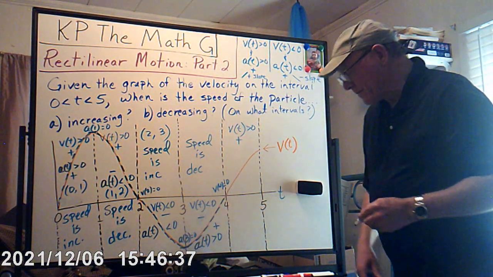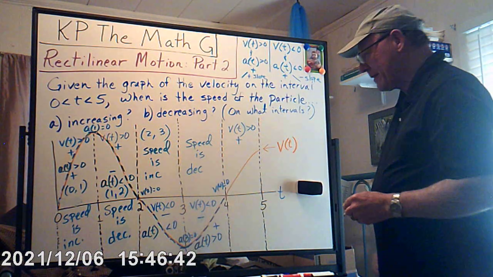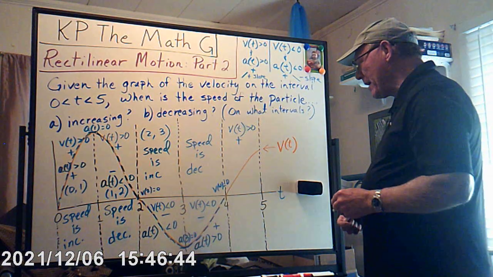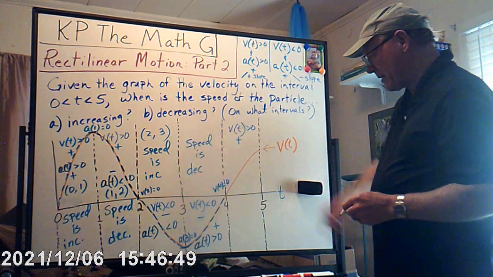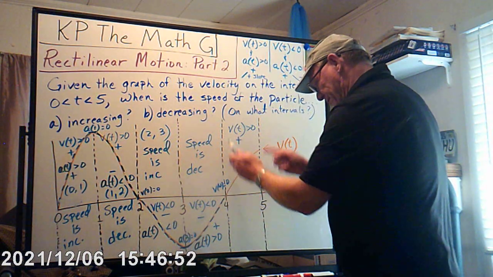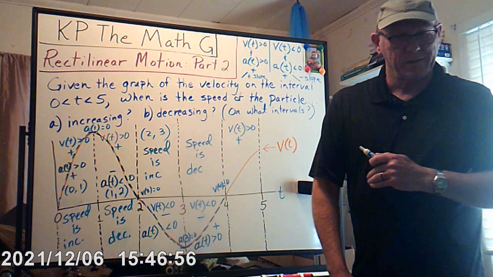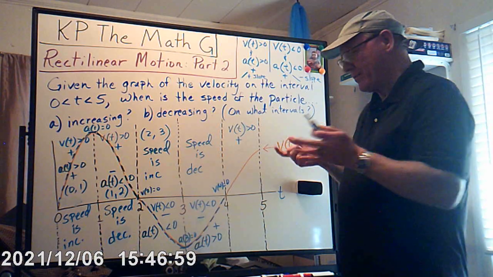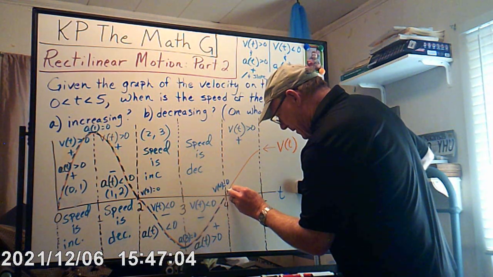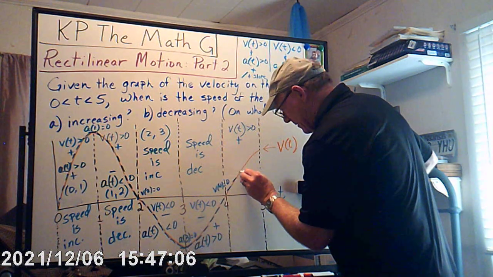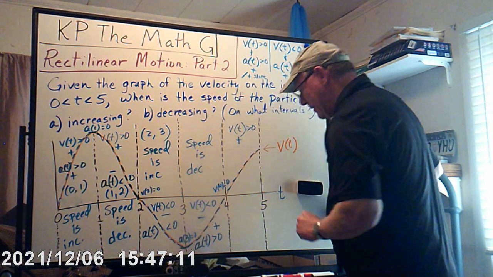Alright, so let's go ahead and consider this partition here, and we'll be done. We have the velocity increasing in between 4 and 5, because it is above the t-axis. That's why the velocity is increasing. But now all we're looking at here is the slope of the tangent line. These slopes, leaning to the right, leaning to the right.